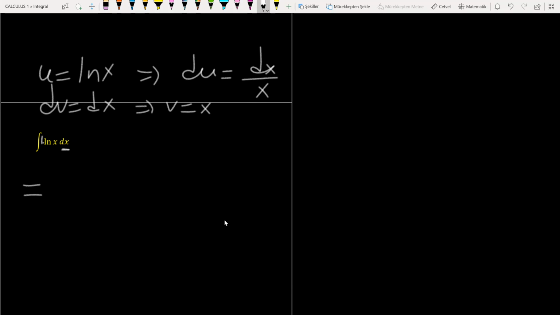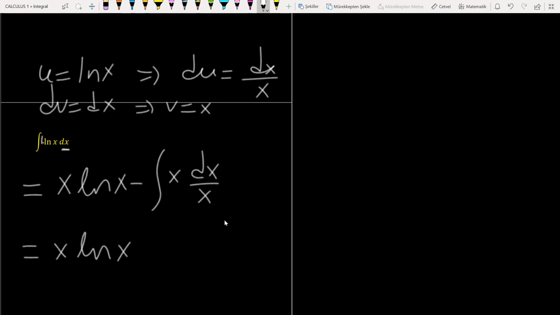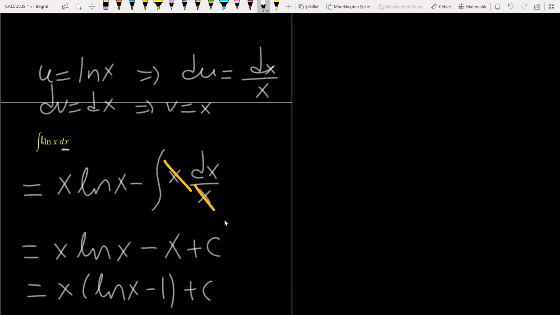So using the integration by parts formula, we have u times v, x ln x, minus integral v du, x dx over x. Okay, so if you continue, you have x ln x minus, cancelling these two terms, x plus c. If you wish, you can take the parentheses of x, then it becomes this. I think it's also clear.